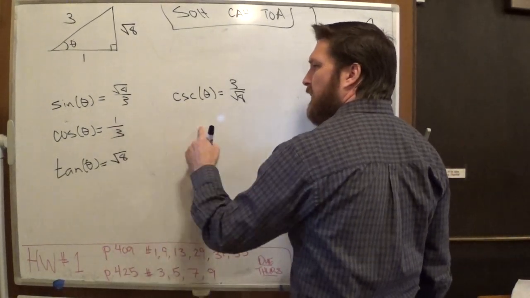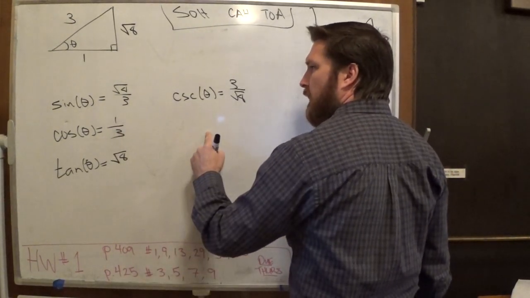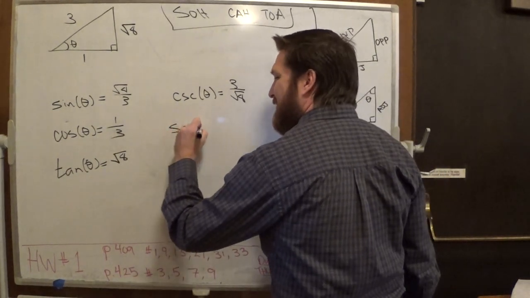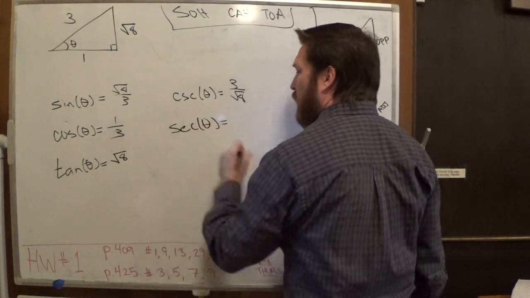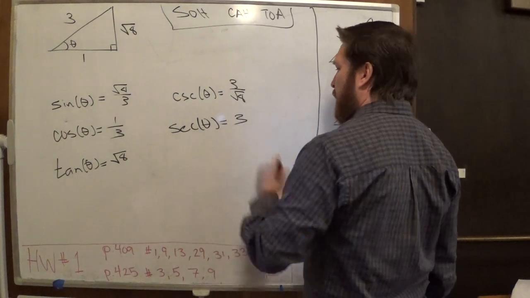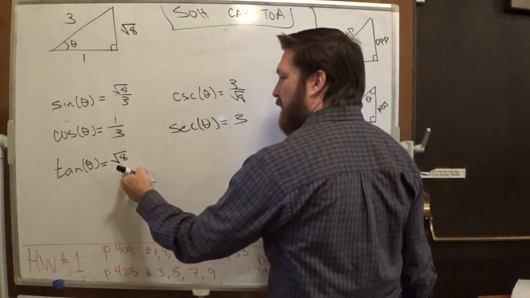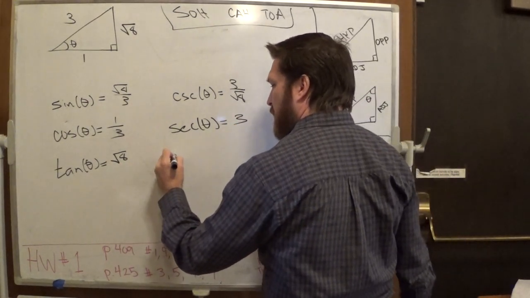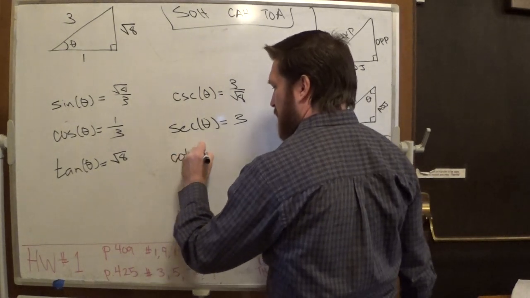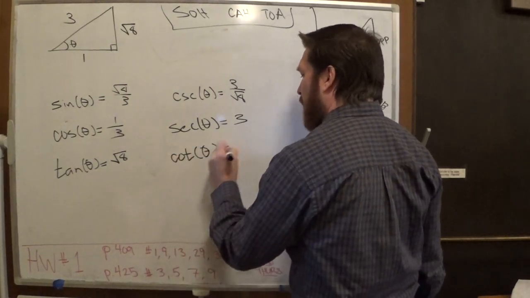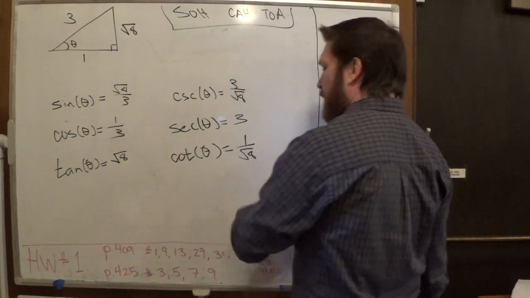What's the pair with cosine? What's the reciprocal? What do we call it? Secant. Secant theta is then what? 3 over 1. And then what's the pair with tangent? Cotangent. Cotangent would be 1 over root 8.